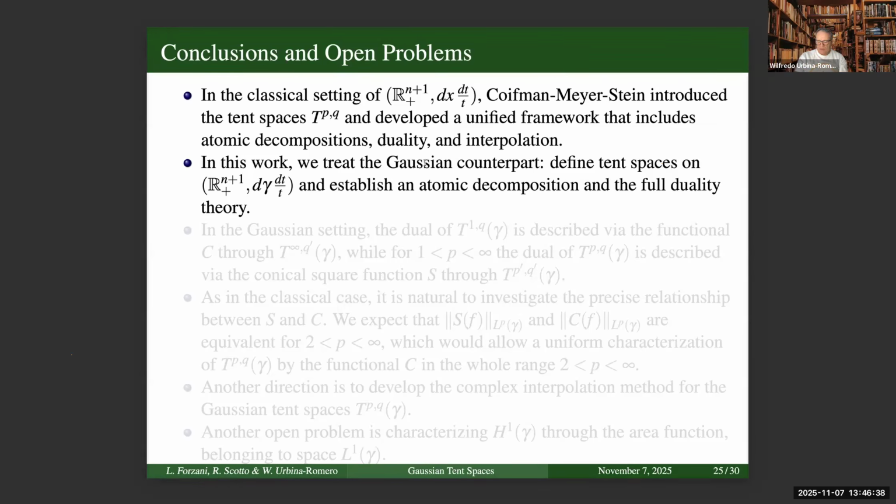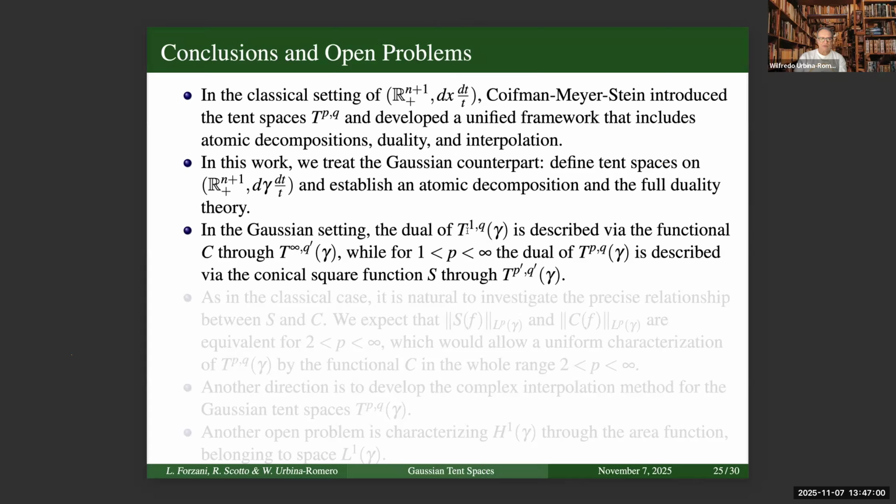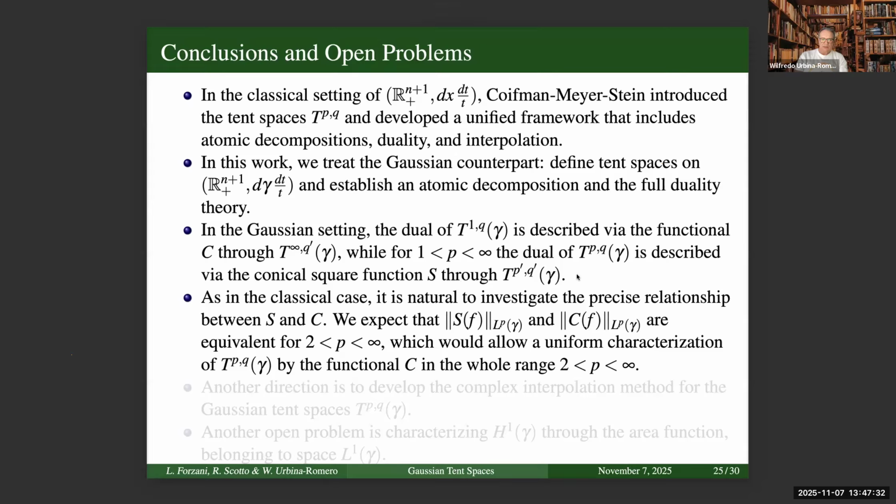So we have the duality in the Gaussian setting: the dual of the tent space T^1_q is described by a special functional, that is the T^∞_q prime, so that's why we need to introduce this C function, while the dual of T^p_q is described using these conical square functions through T^p prime_q prime, as we show in the result. So still, we were forced to consider this function.